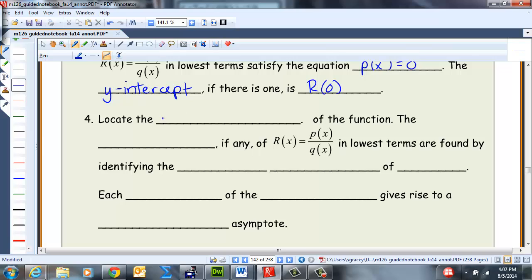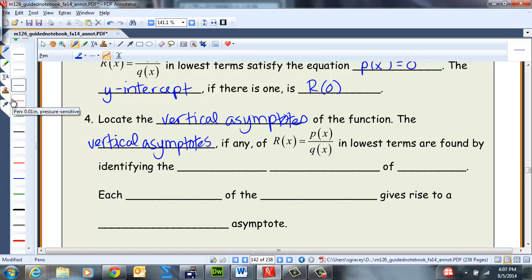Now, what you want to do is locate the vertical asymptotes of the function. The vertical asymptotes, if there are any, when you look at r of x in lowest terms, are found by identifying the real zeros of the denominator q of x. So each real zero of the denominator gives rise to a vertical asymptote.